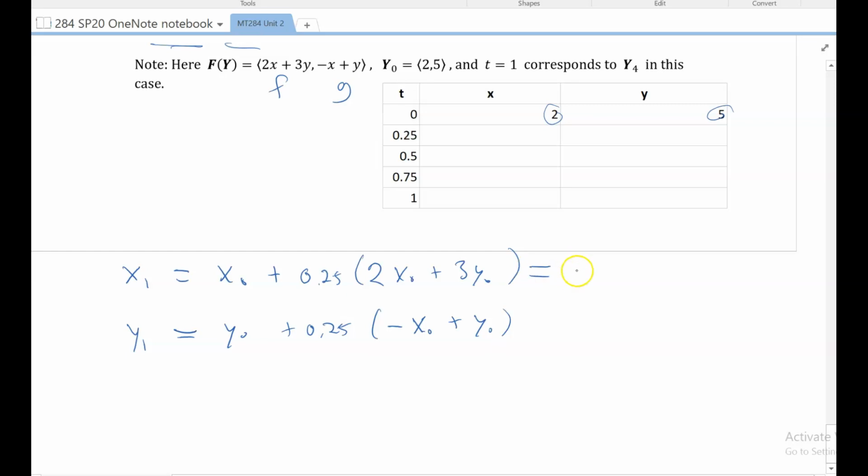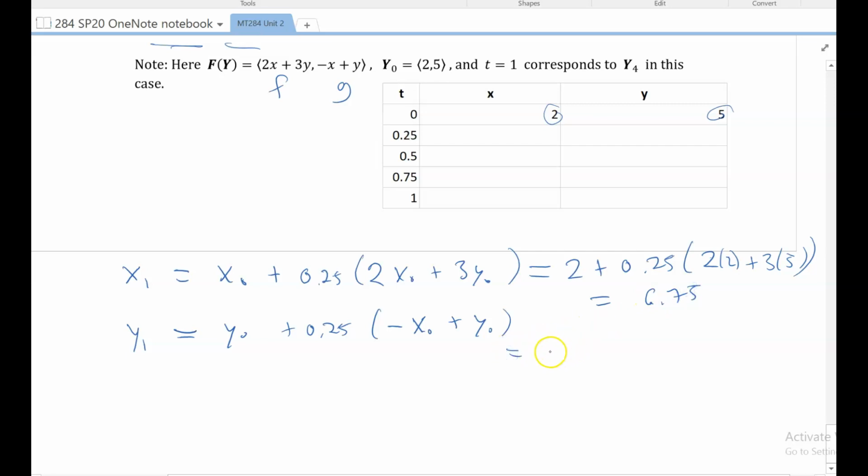It's 2. y sub 0 is 5, so it's going to be 2 plus 0.25 times 2 times 2 plus 3 times 5. All right, if you compute that all out using a calculator, you're going to get 6.75. So that's our next x approximate.